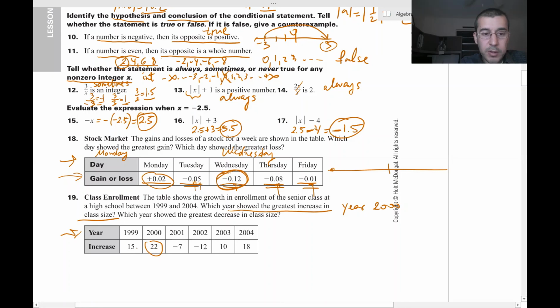Okay, because 22 is greater than 15, is greater than minus 7, is greater than minus 12, is greater than 10, is greater than 18. Then next question, which year showed the greatest decrease in class size? This is the least number, right? The smallest number, basically. It's minus 12. So year 2002, this one right here. Because on a number line, that's going to be all the way to the left, minus 12.